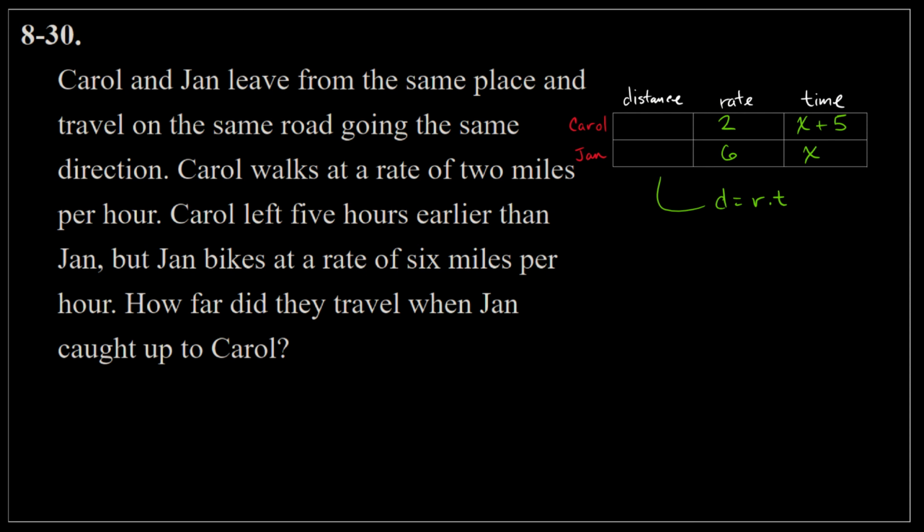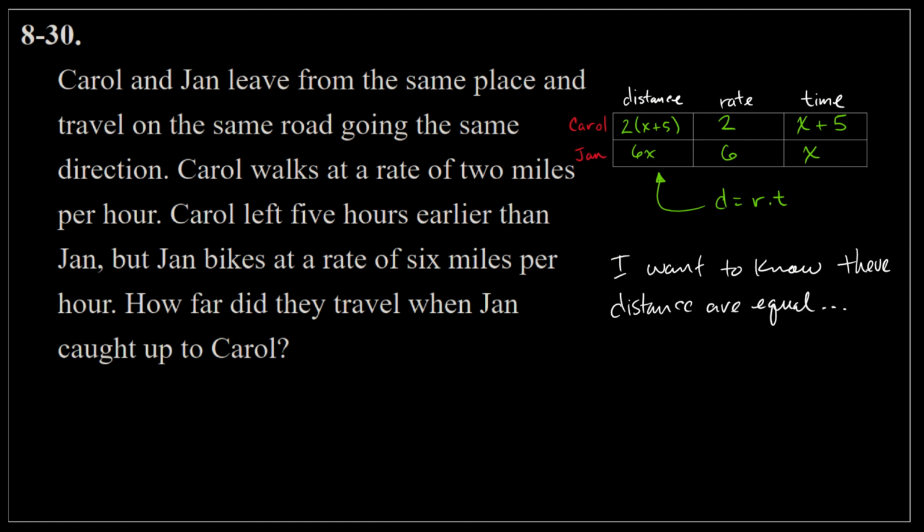But what I really care about is that I want to know when these distances are the same. So I can write distance equals rate times time. So 2 times the quantity x plus 5 is Carol's distance. And for Jan, it's 6 times x. Well, I want to know when those distances are equal, when Carol caught up. So I'm going to set these two distances equal to each other.